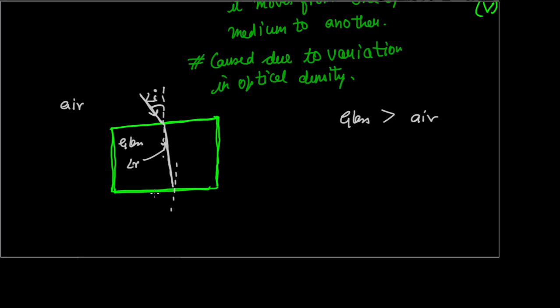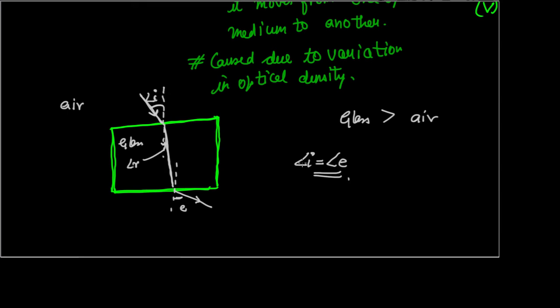Now what happens when it is moving from a denser medium to a rarer medium? It is going to move away from the normal. So this is going to be the angle of emergence. It is going to move away from the normal, right? So this is going to be the path of a light ray. Now, it has been observed that the angle of incidence will always be equal to the angle of emergence in a glass slab. So this is the path of light in a rectangular glass slab through refraction. Two times refraction will take place.